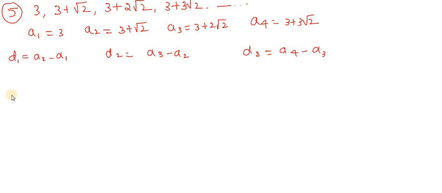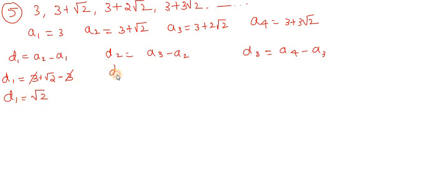Now D1. Here, what is A2? 3 plus root 2 minus 3, because A1 is 3. Now what happened? The plus 3 and minus 3 get cancelled. So D1 is equal to root 2.